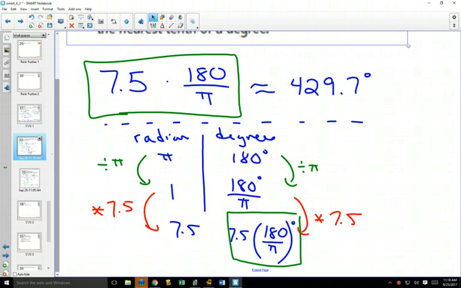Okay, questions to do for this one. 4, 5, and 7.